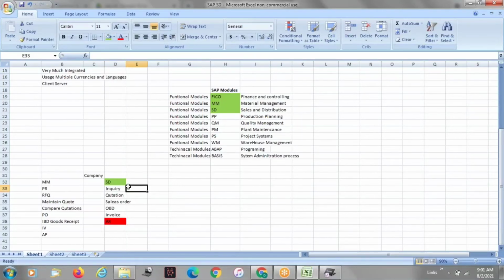Whenever a customer comes with an inquiry, you create an inquiry document. Against the inquiry document, we create a quotation and give it to the customer. Then he will place an order with us. We'll create a sales order. Once the sales order is created, an outbound delivery gets created. Against the outbound delivery, there'll be an invoice that we generate. Then the finance department will take the payments from the customer. This is how the cycle of an SD goes. Clear so far?